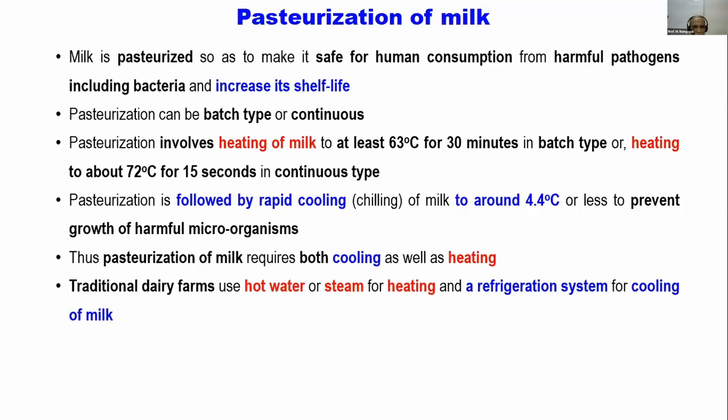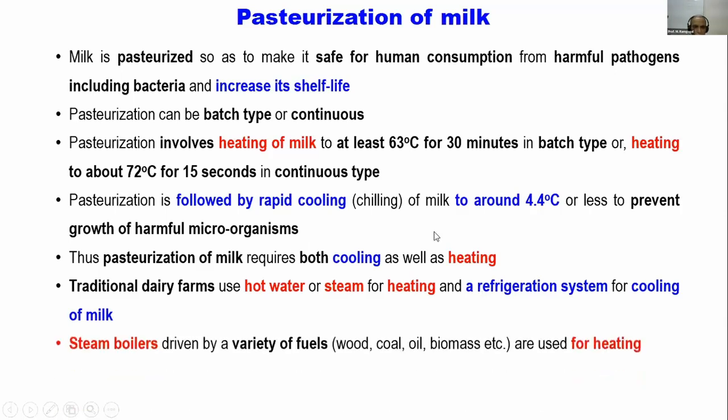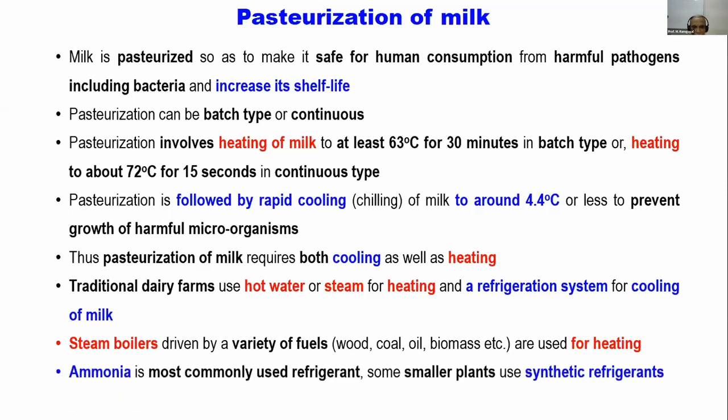If you look at traditional dairy farms, traditionally they use either hot water or, more commonly, steam for heating of milk, and a separate refrigeration system for cooling. Generally for heating, steam boilers are used, and these boilers are typically driven by a variety of fuels like wood, coal, oil, biomass, etc. In large dairy plants, ammonia is the most commonly used refrigerant for chilling of milk. Of course, some smaller plants can also use synthetic refrigerants. So this is the current practice.